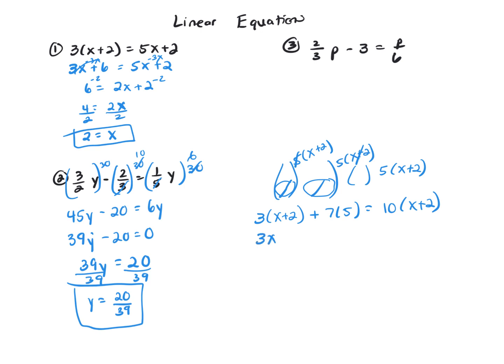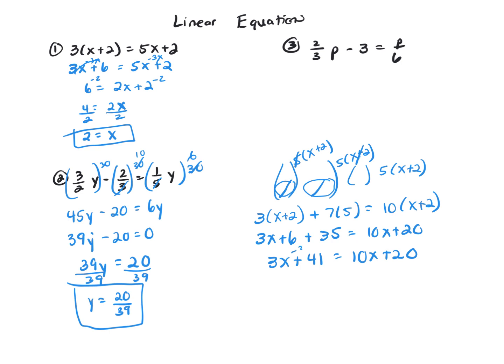So this is 3x plus 6 plus 35 equals 10x plus 20. Combine on both sides. That will be 3x plus 41 equals 10x plus 20. Nothing combines on the right.